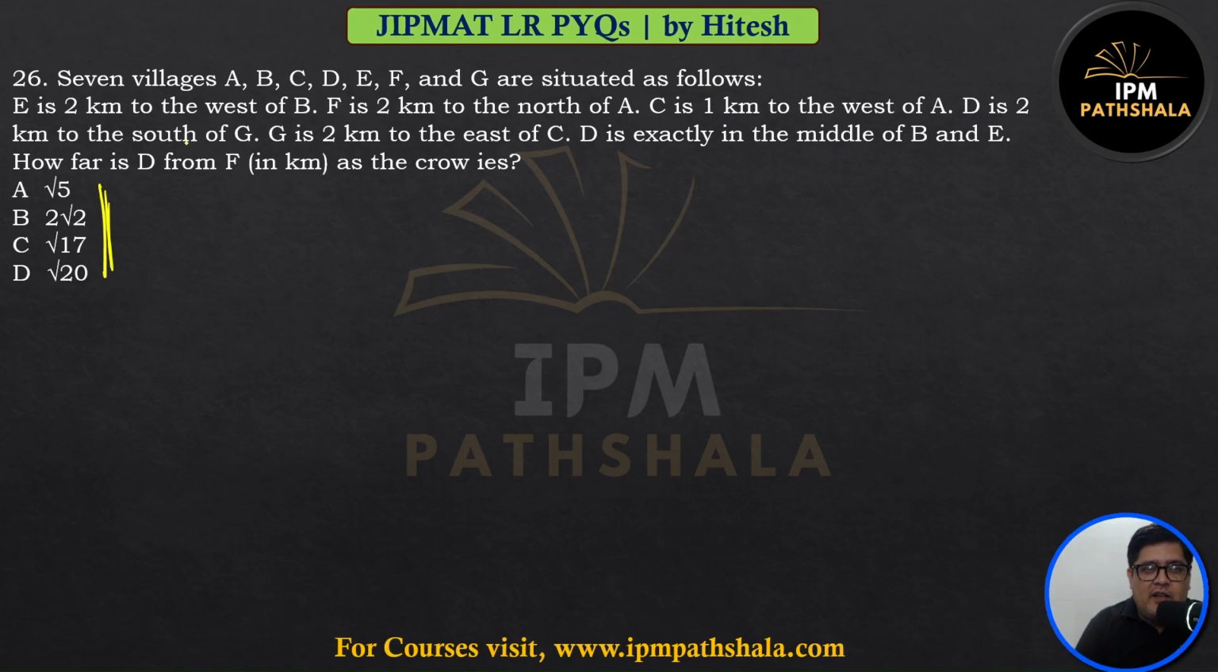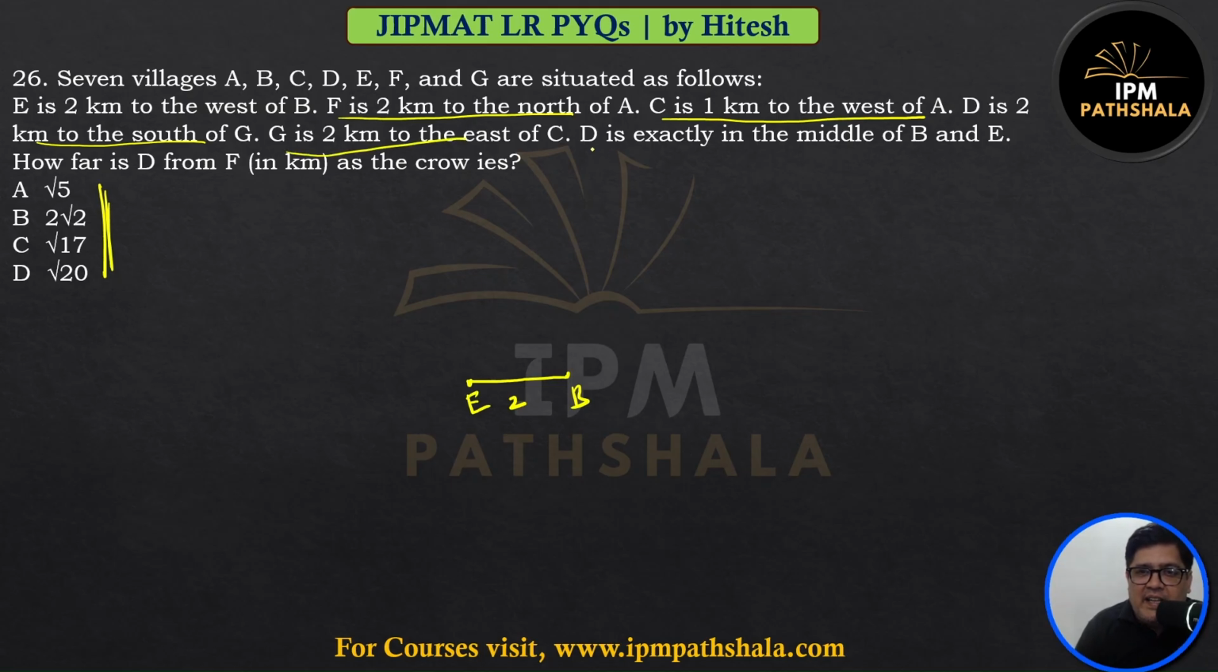E is 2 kilometers west of B. There is B somewhere. West is on this side. So E is 2 kilometers west. F is 2 kilometers north of A. I have no idea where A is. C is 2 kilometers west of A. D is 2 kilometers south of G. Where is G? We don't know. We have only drawn E and B. G is related to C.